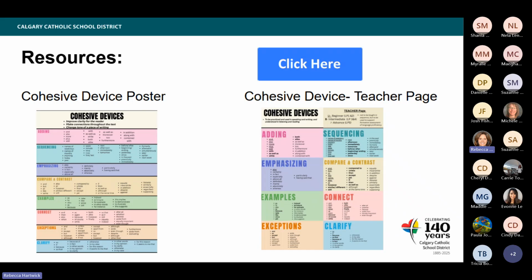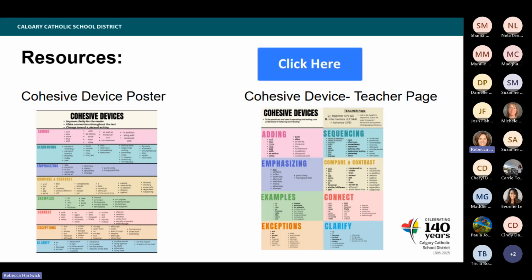And then on the far left-hand side would be the more basic level of cohesive devices, and it progresses to the right to the more complicated ones. So if you laminate this page, you could even just circle some of the cohesive devices that you're looking to target, because that whole page is quite overwhelming for sure.